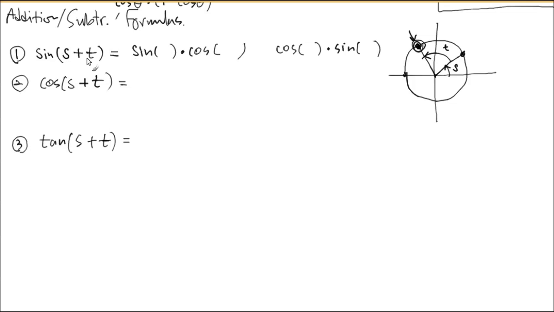And you see plus in between these two angles, and it preserved that plus sign in here. That's the shape of a sine formula. It is not sine s plus sine t, right? Then the angles are distributed in the correct places. S goes there and t goes there. S goes there and t goes there. Like that.